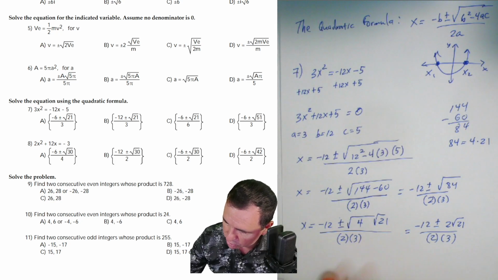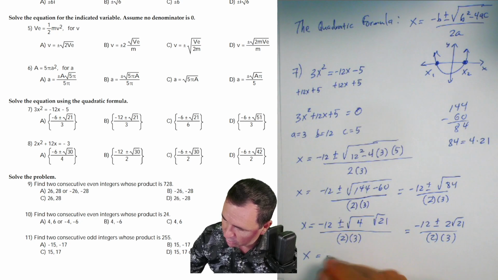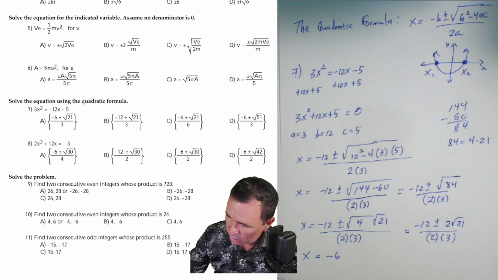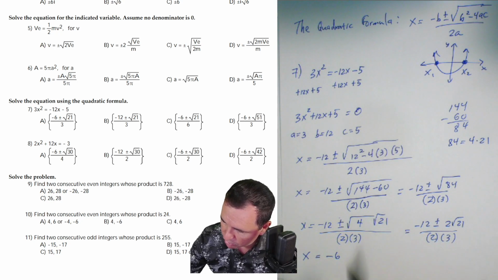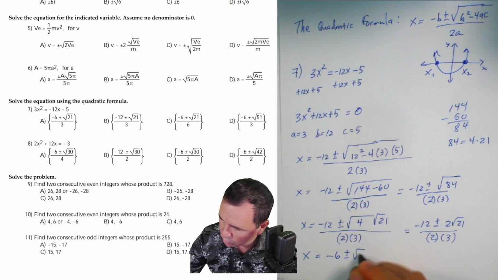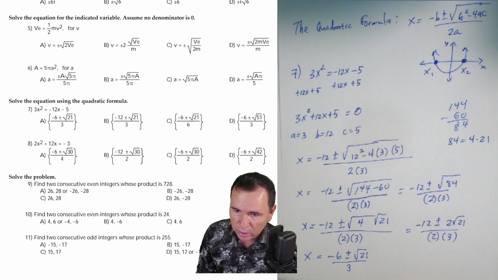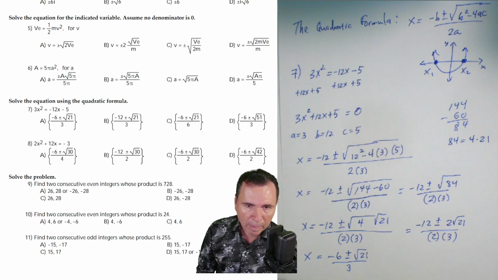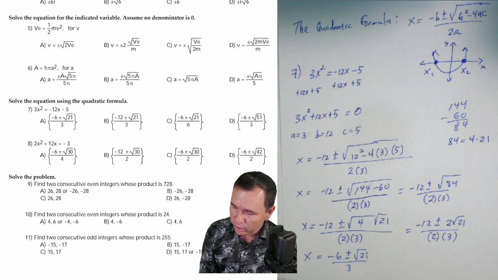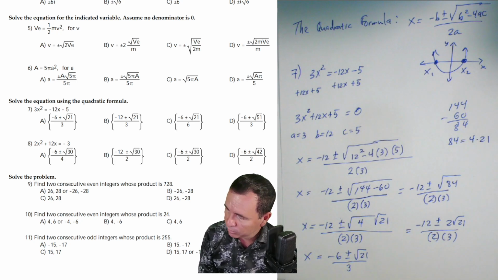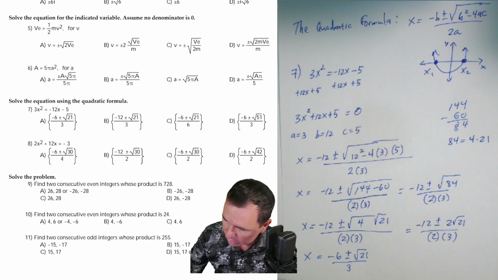So look, this is going to be my final answer. Negative 6. How did I get negative 6 again? Negative 12 divided by 2, because 2 goes into 12 6 times. 2 goes into 2 one time. So I'm going to have plus or minus the square root of 21. The 3 doesn't go anywhere. And that's my final answer. Negative 6 plus or minus the square root of 21. It's going to be answer choice A.